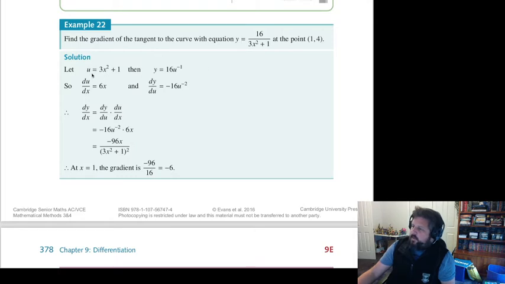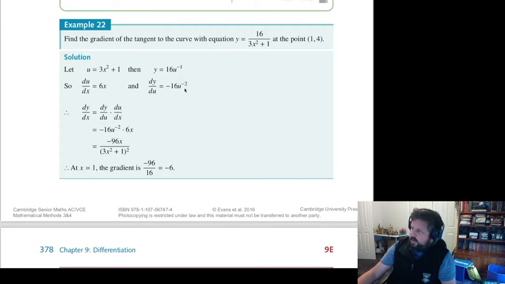From there, once you've got u and you've got y, you also need to find out du dx, so the derivative of this. You also need to find out dy du, which is the derivative of this part here. And notice the way it's good to set these things out and clearly write out what is u, what is y, what is du dx, what is dy du. I still always write out the chain rule: dy dx is equal to dy du multiplied by du dx. Write it out carefully.